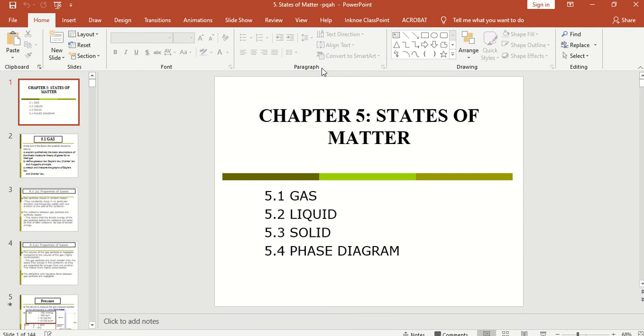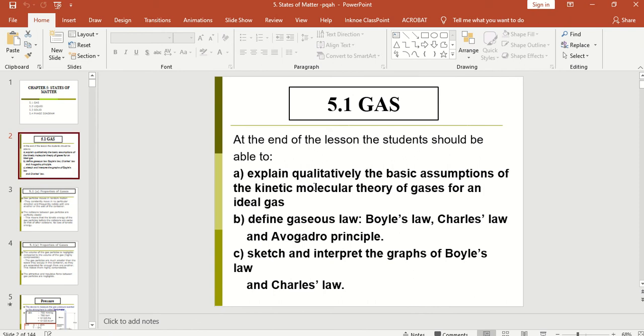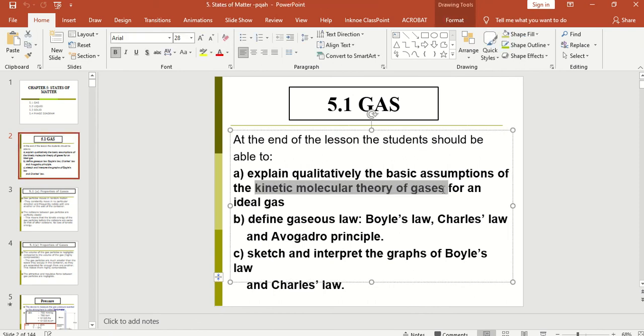So for experiment 4, it has the relation to chapter 5, states of matter. Experiment 4 is about Boyle's law, Charles' law. It is 5.1 in chapter 5. It has the relation to the kinetic molecular theory of gases.